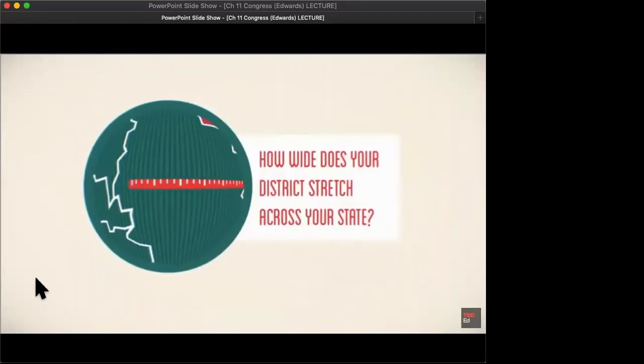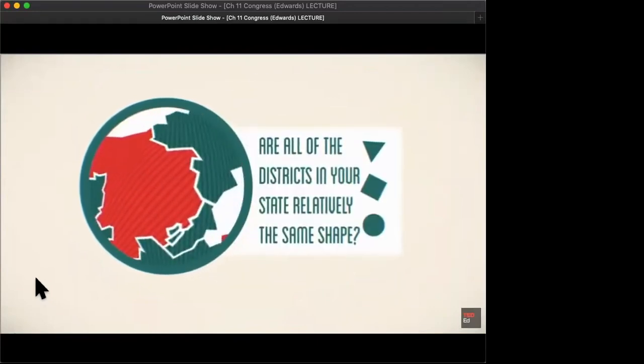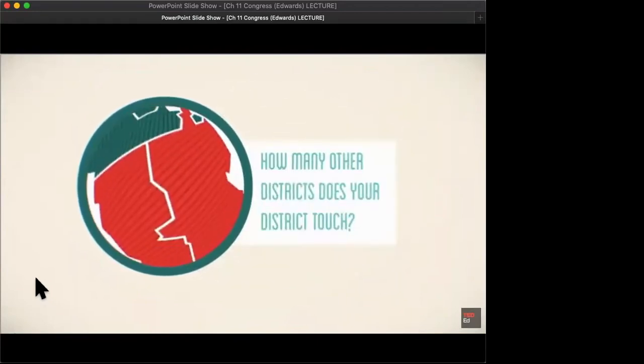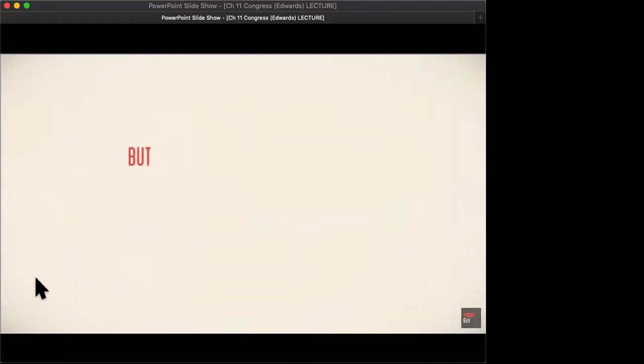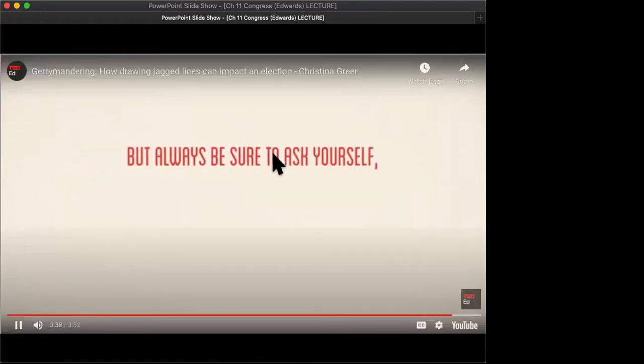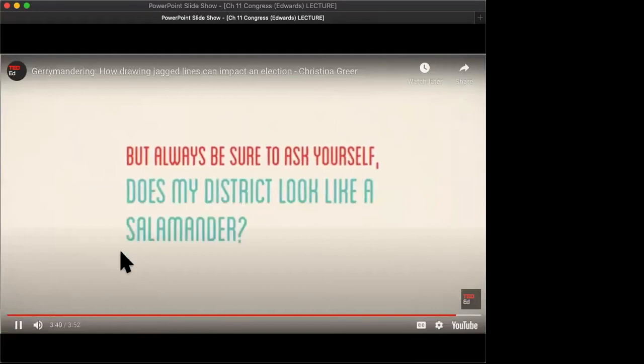How wide does your district stretch across your state? Are all of the districts in your state relatively the same shape? How many other districts does your district touch? But always be sure to ask yourself, does my district look like a salamander?